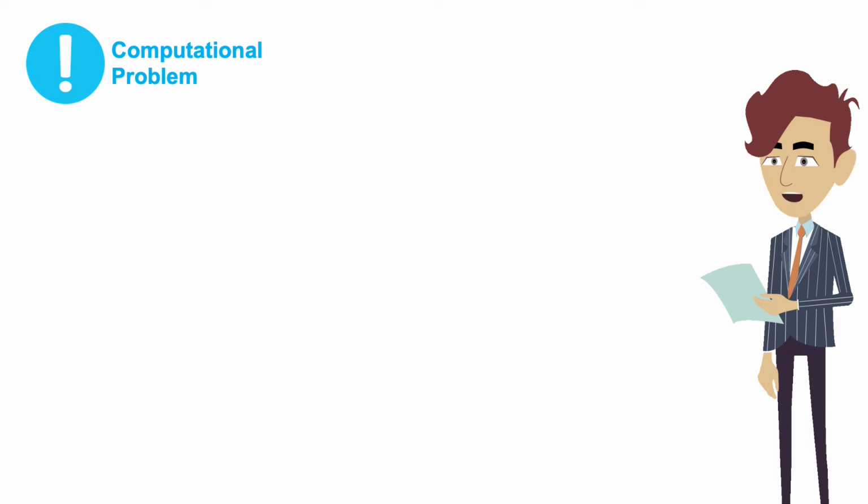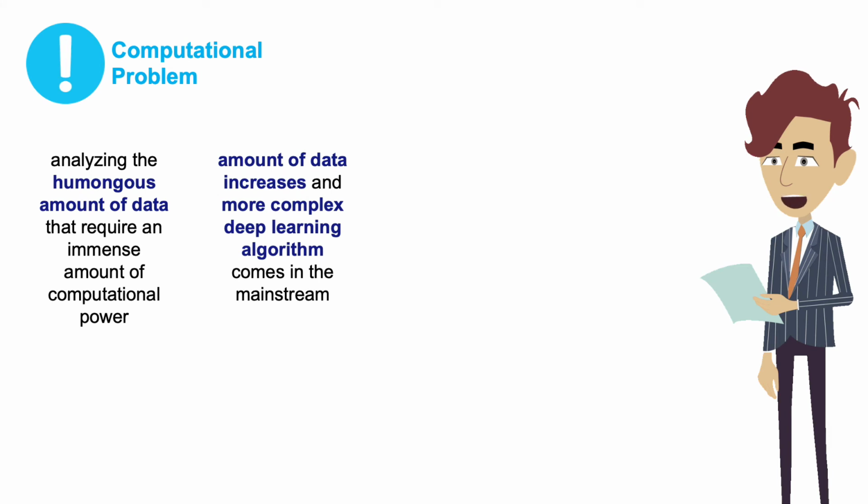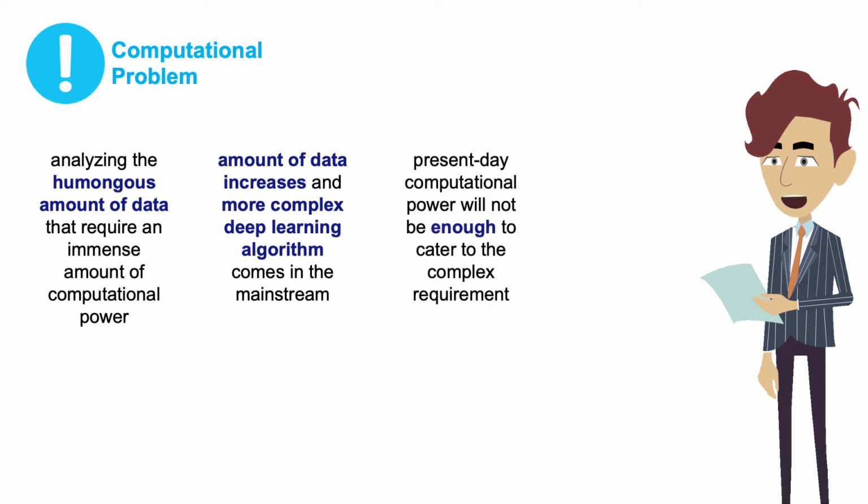Another major problem related to AI is what we call the computational problem. Algorithms in artificial intelligence involve analyzing humongous amounts of data that require an immense amount of computational power. So far, the problem was dealt with the help of cloud computing and parallel processing. However, as the amount of data increases and more complex deep learning algorithms come into the mainstream, present day computational power will not be enough to cater to the complex requirements. We will need more storage and computational power which can handle crunching exabytes and zettabytes of data.